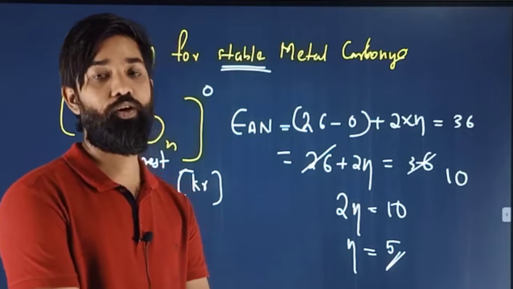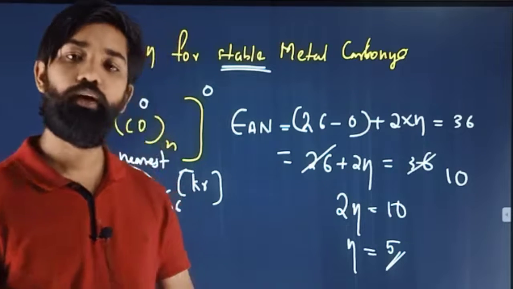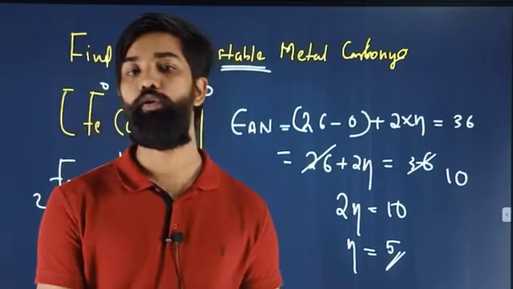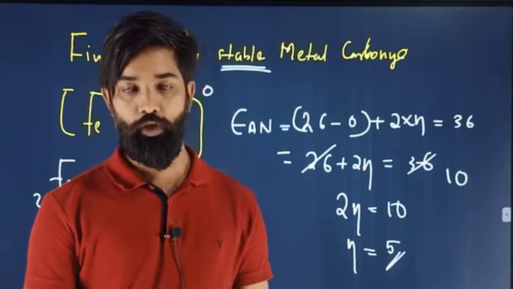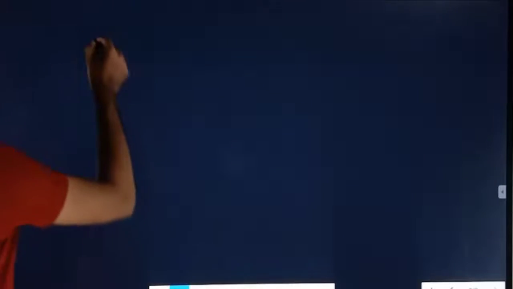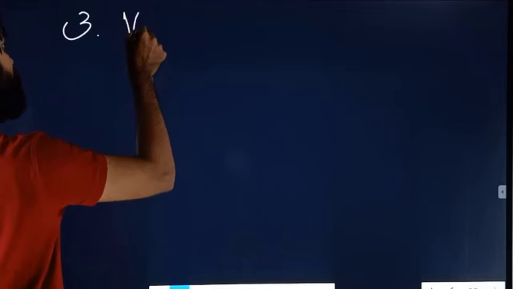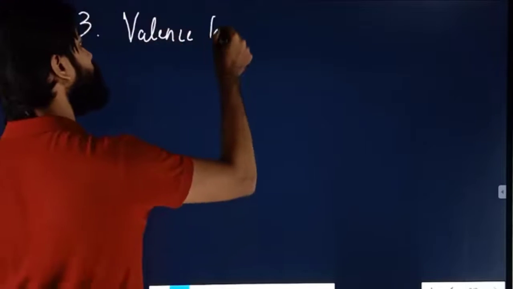Most compounds do not satisfy the EAN rule. So the EAN rule is not a condition for formation of a coordinate bond or a stability criterion, and that is clear. So we are moving to the next theory, that is valence bond theory, the third theory. We already know it from chemical bonding.